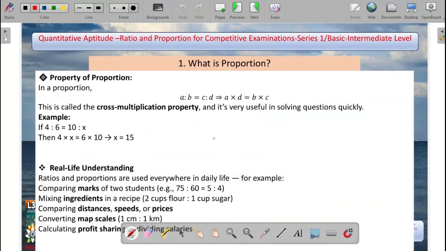Property of proportion. In a proportion, A is to B is equal to C is to D, then A into D will be equal to B into C. This is called the cross multiplication property.